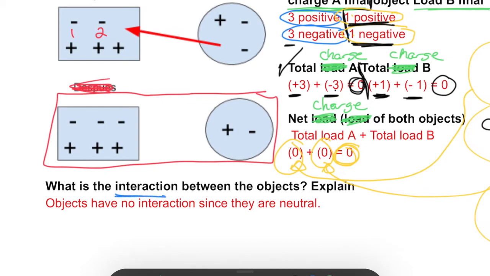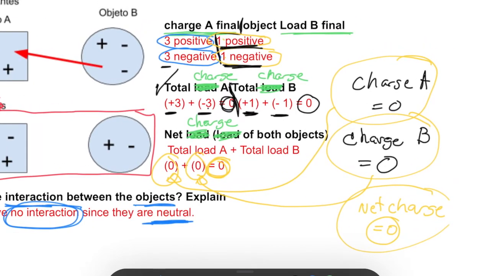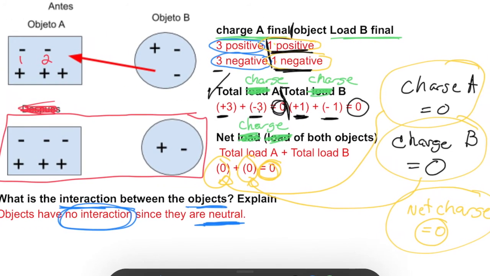Okay? Now, let's go to the last question. Here it is, what is the interaction between the objects? And then here there is going to be no interaction. And why is there going to be no interaction? Because both of them are what? Neutral. The net charge in both objects is equal to 0. That means they are not going to interact with each other. Unless, as you will see in about 2 or 3 videos, if we rub one object with the other object, we can create motion of charge and they may have an attraction or repulsion force.